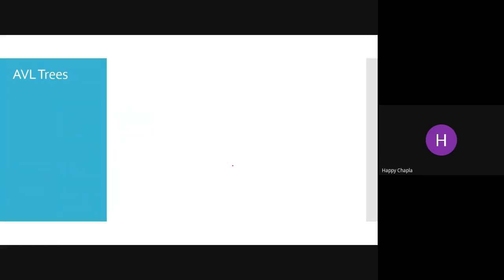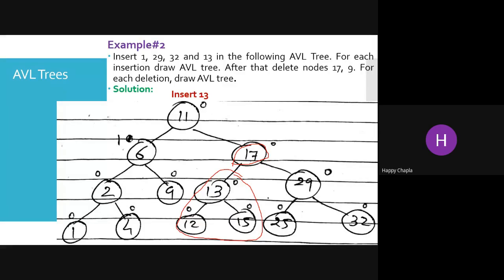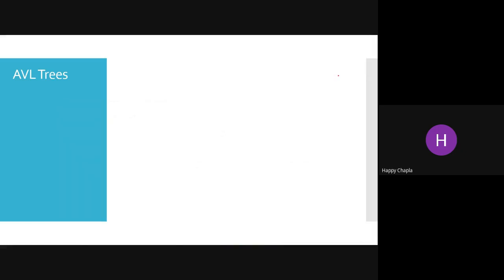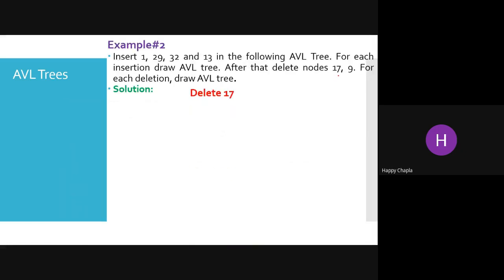So first try to think on it. Who will become the root node? 17 and 9. If you want to delete this 9, some unbalancing is happening over here, 2 minus 0. So that is over here 2. Okay, so before that, delete your 17. If you are trying to delete that 17, what would be the scenario?